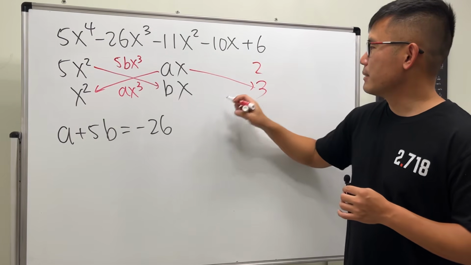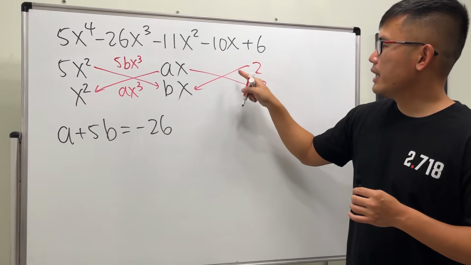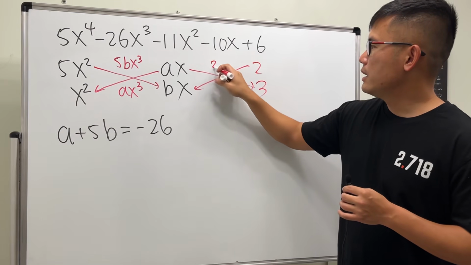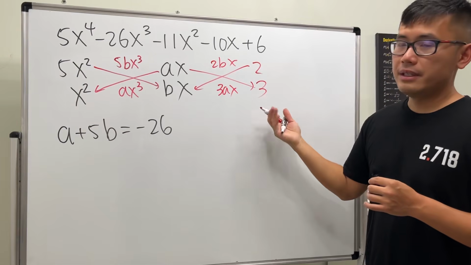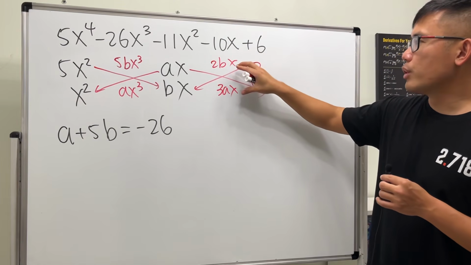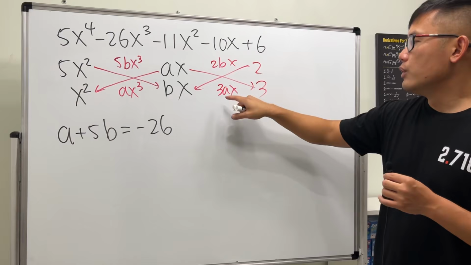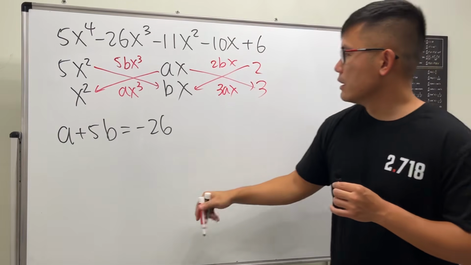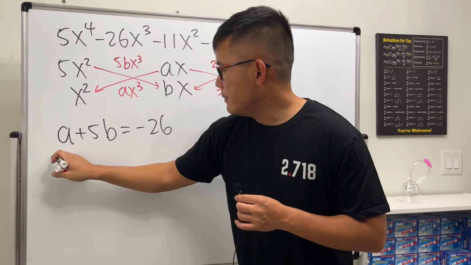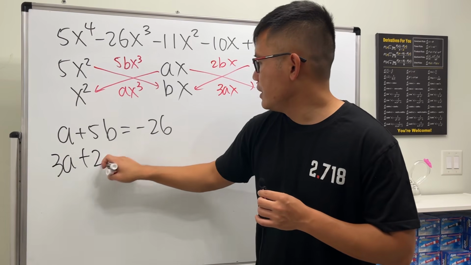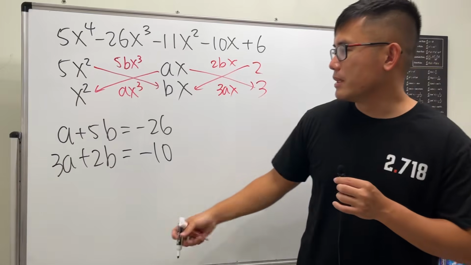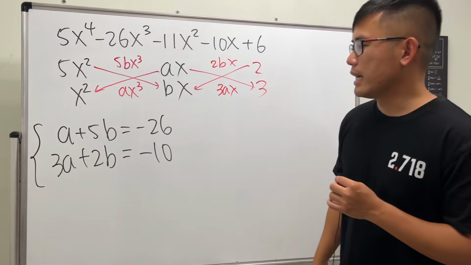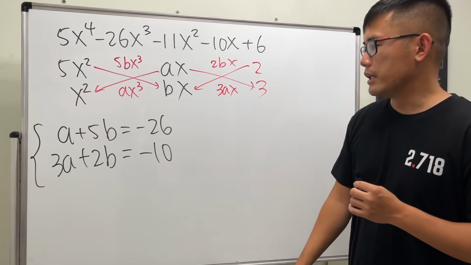And let's do this times this, and this times this. And we will get 2bx, and this times that is 3ax. So same idea. These are the only two ways to produce the x term. So we must have this plus that equals that. So we have 3a plus 2b equals negative 10. And the reason I put this down in red is because I am not sure if they will work or not. And now let's just go ahead and solve for this real quick.